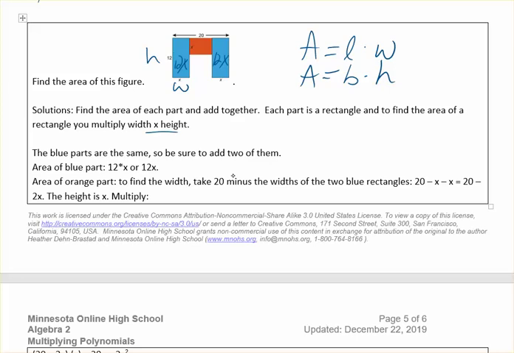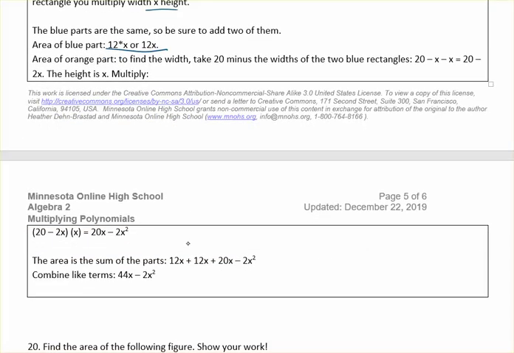Now to figure out the width of this red one, I know that it's 20 from here to here, but I have to subtract 2 x's from that because I don't have the whole thing. So the width of this is 20 minus 2x. It seems weird, but that's what it is. And the height of it is x. Okay, so we have 12x plus 12x for the blue part. And then for the orange part, we would have 20 minus 2x times x. And then you just multiply it through. And the area is the sum of those parts, and then you can combine any like terms that you have. And in this case, there were several parts that could be added together, and that would be the area of this figure.